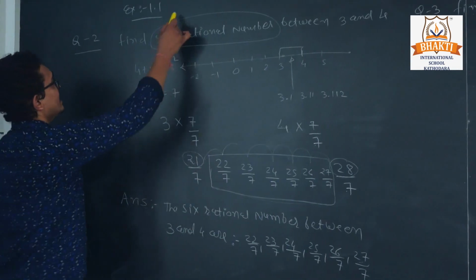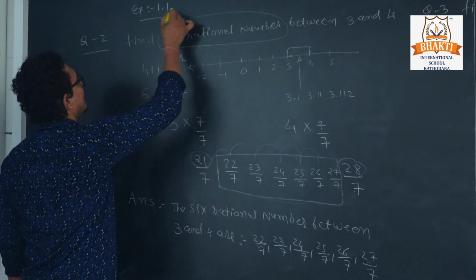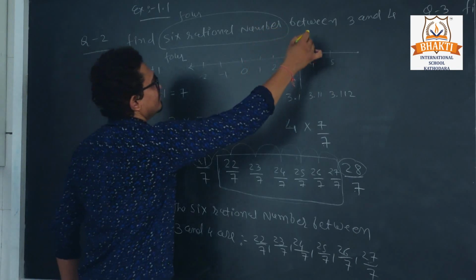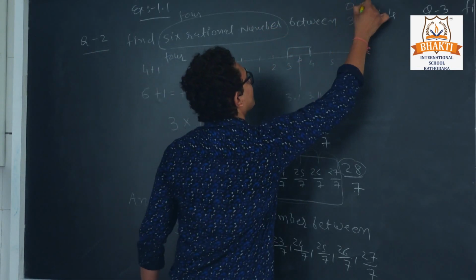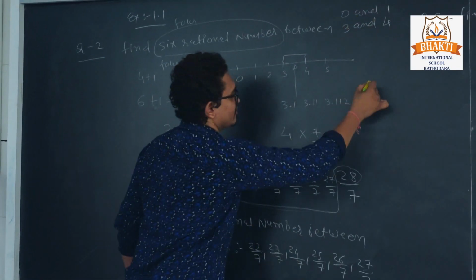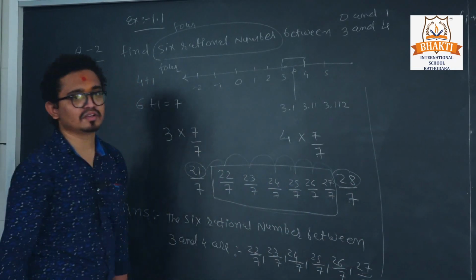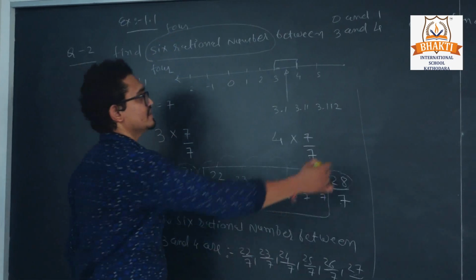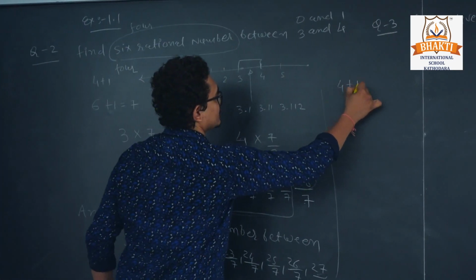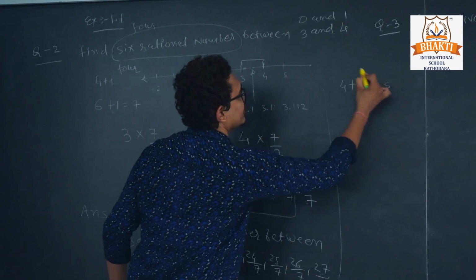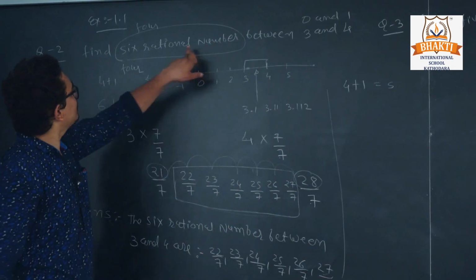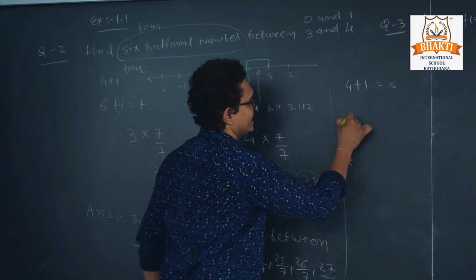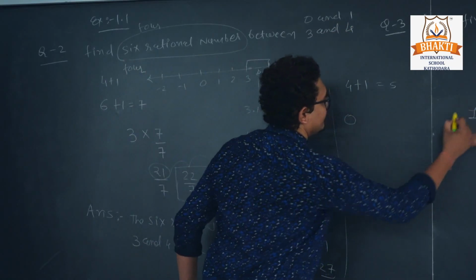In some cases they are also asking like this. Suppose find the 4 rational numbers between 0 and 1. We have the same method. Suppose they are asking how many rational numbers? 4. So first we write 4 plus 1, so it will be 5. Now we want to find the 4 rational numbers between 0 and 1, so first of all we write 0 and 1.